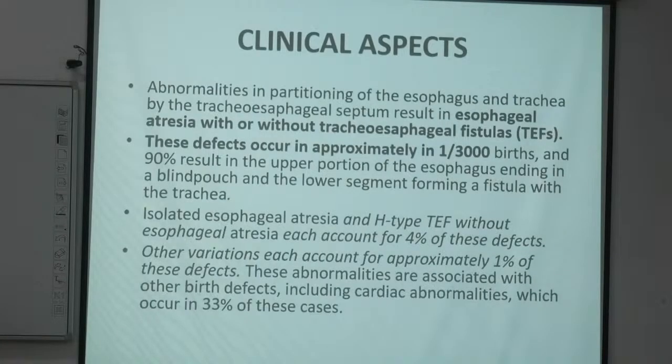Now, clinical aspects. Abnormalities in partitioning of the esophagus and trachea by the tracheoesophageal septum result in esophageal atresia with or without tracheoesophageal fistulas, TEFs. These defects occur in approximately 1 in 3,000 births, and in 90% the upper portion of the esophagus ends in a blind pouch and the lower segment forms a fistula with the trachea. Isolated esophageal atresia and H-type TEF without esophageal atresia each account for 4% of these defects. Other variations each account for approximately 1% of these defects. These abnormalities are associated with other birth defects, including cardiac abnormalities, which occur in 33% of these cases.